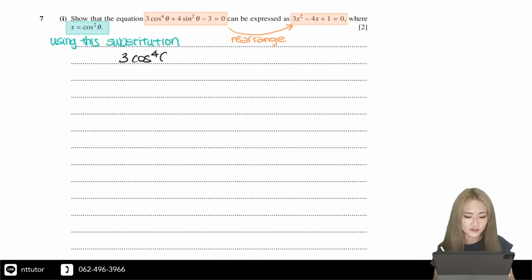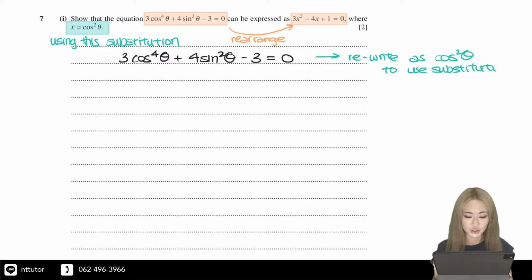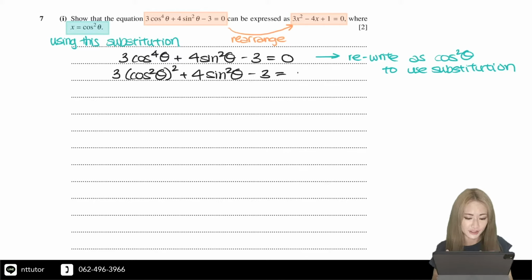So starting with the original expression, we want to use the substitution cos to the power of 2 theta equals x. So we need to rewrite this expression in terms of cos to the power of 2 theta so that we can use the substitution. So cos to the power of 4 is the same as cos to the power of 2 squared. So we have the first part written in terms of cos to the power of 2 theta. Now, we need to turn sine to the power of 2 theta into some form of cos to the power of 2 theta so that we can use the substitution.